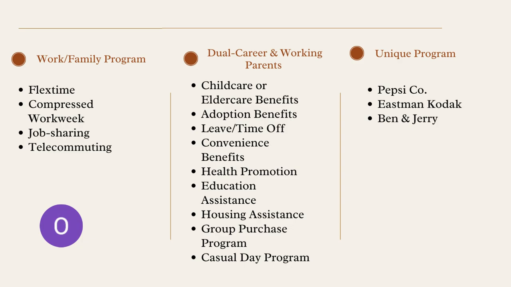Next, the following are the programs for dual-career families and working parents. First, child care or elder care benefits. These may include child care facilities at the work site and transportation of aging parents to a senior citizen center. Next, adoption benefits. These include leave policies and reimbursement for legal fees, medical expenses, agency or placement fees, temporary foster care, and or travel expenses.